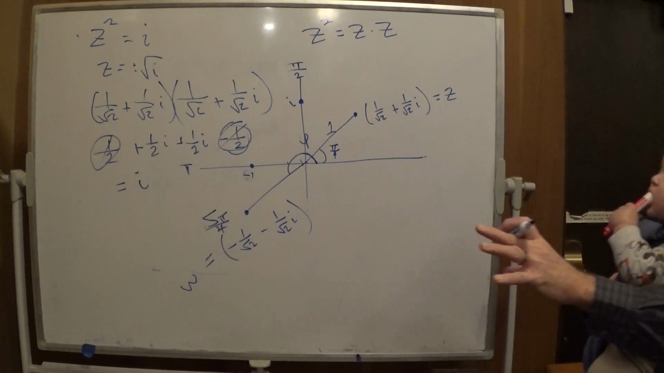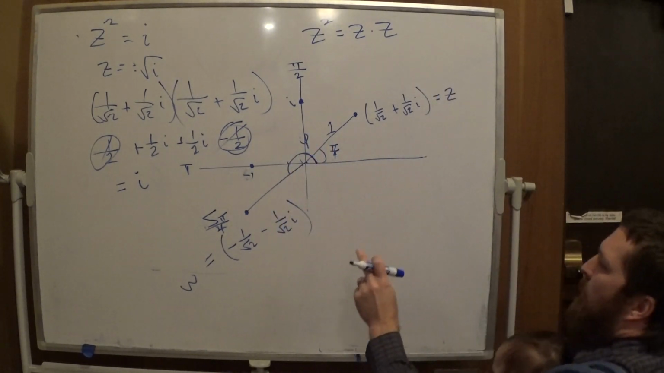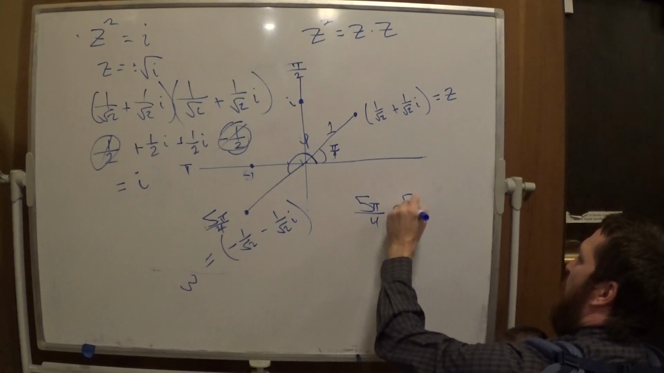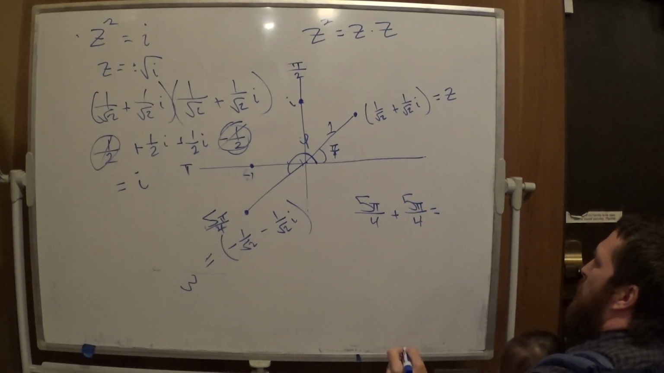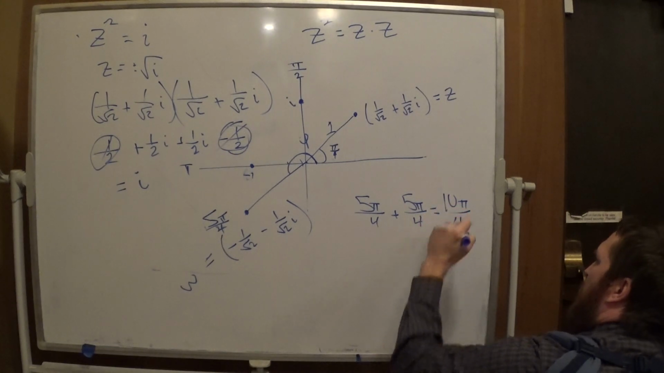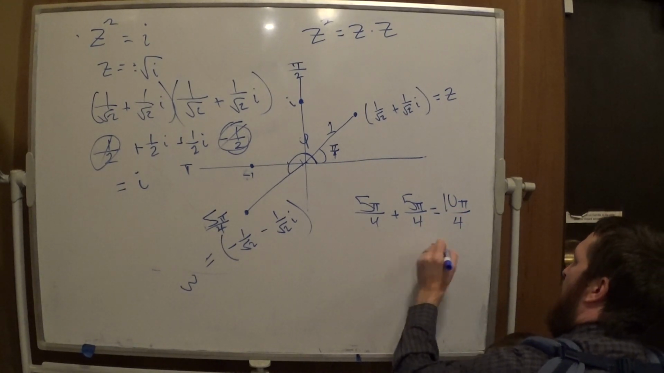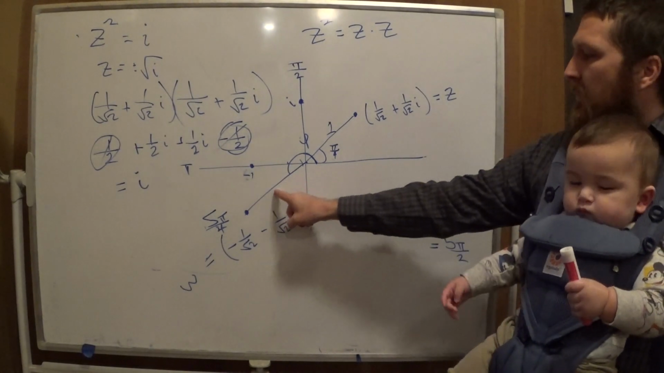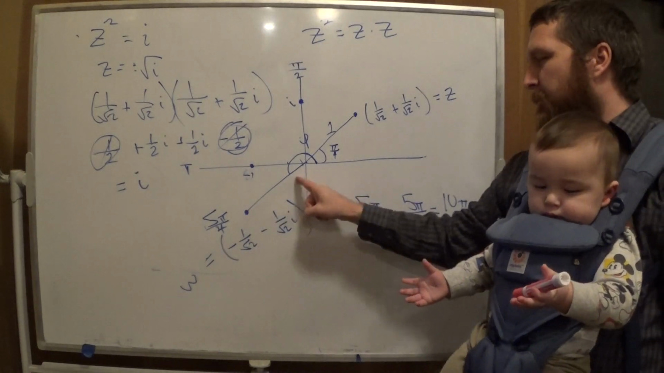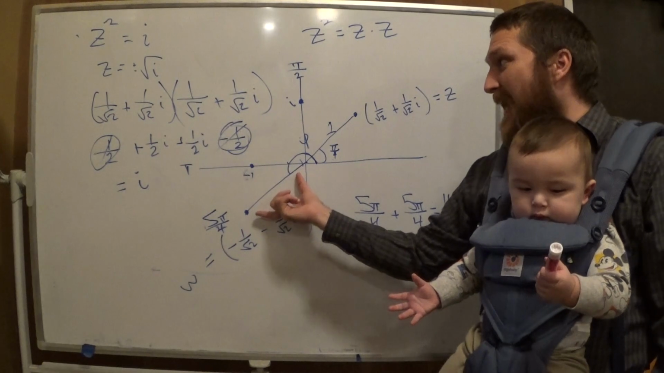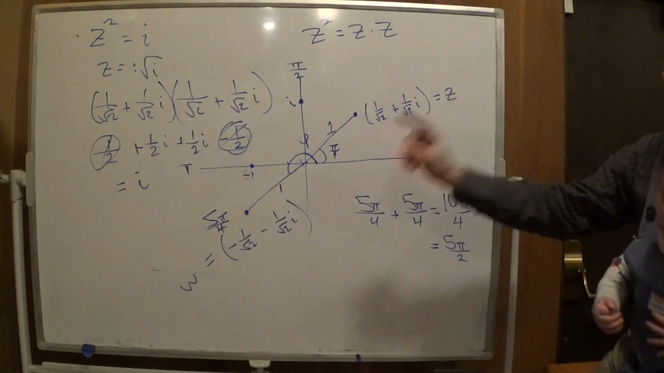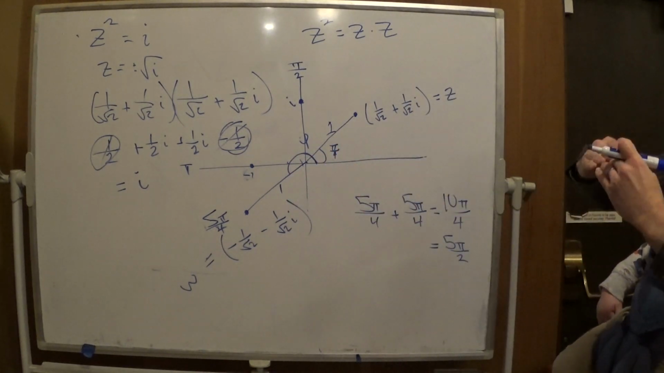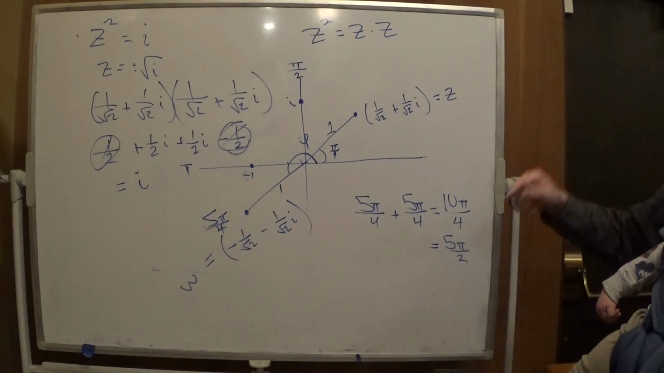Let's square it. What happens when I square this number? We get 5 pi over 4 plus 5 pi over 4, which is how many pi's over 4? 10. So 10 pi over 4, which is 5 pi over 2. And the modulus, the length of that joker right there, is 1. So when we do w squared, we get 1 times 1, which is 1. So this tells me to go a distance of 1 in the direction of 5 pi over 2, which is the same as pi over 2.